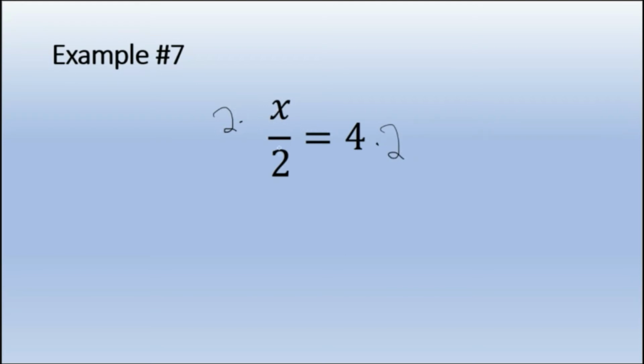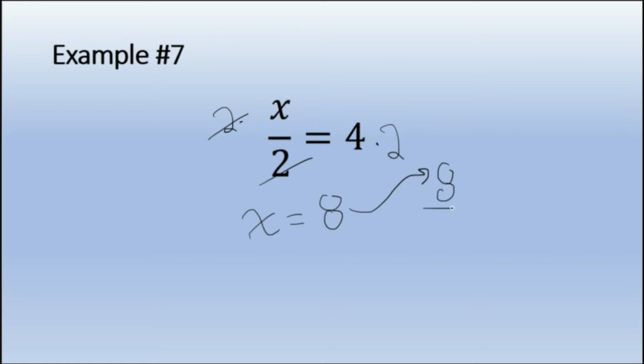2 times x divided by 2. These 2's cancel, leaving us with just 1x. Okay, then on the right side we have 4 times 2, giving us an 8. Okay, let's check that. Plugging the 8 back in for x.